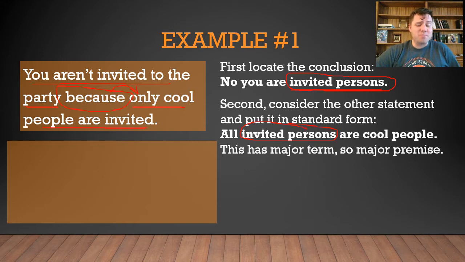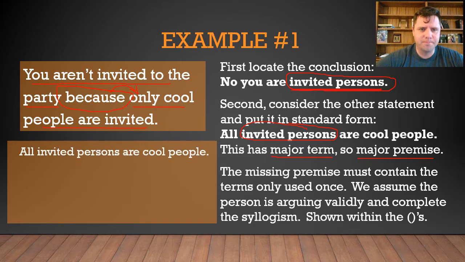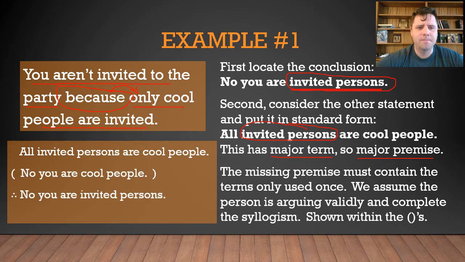So since we see invited persons in this premise, we know that this premise must be the major premise because it has the major term, which means in a standard form syllogism, it goes in the first spot. The missing premise must contain the terms used here once. And so we assume that the person who's arguing argues validly, and so we will show that this way. We're going to put all invited persons are cool people, and the no, you are invited persons is our conclusion.